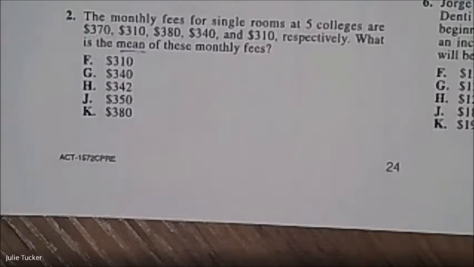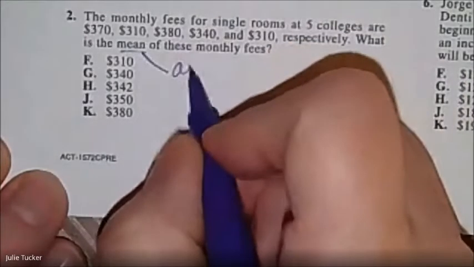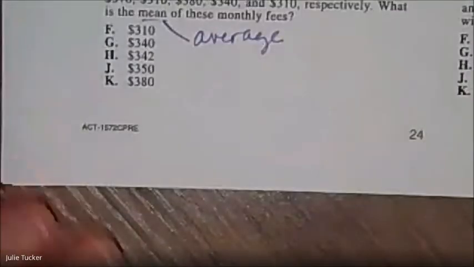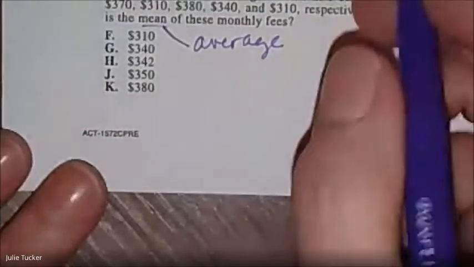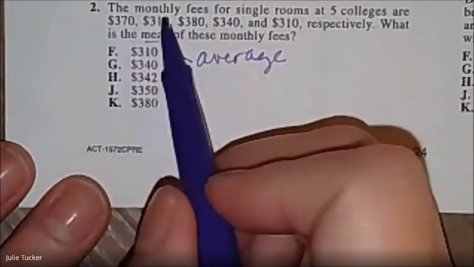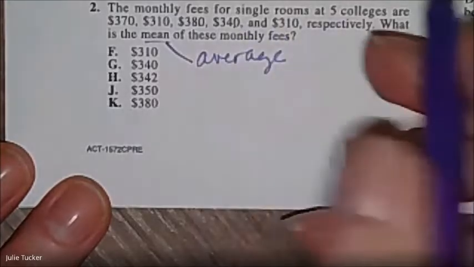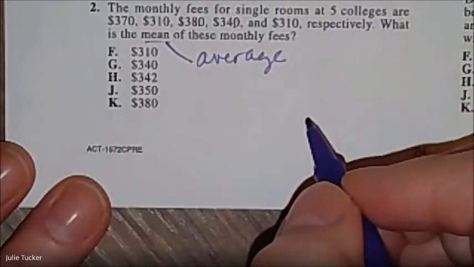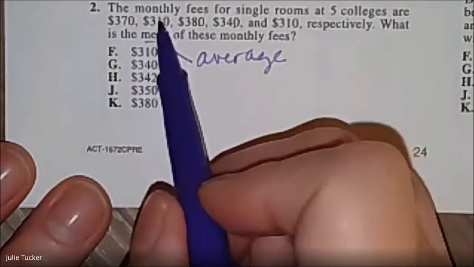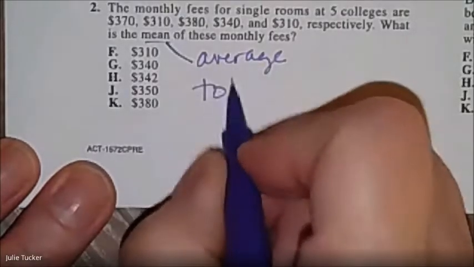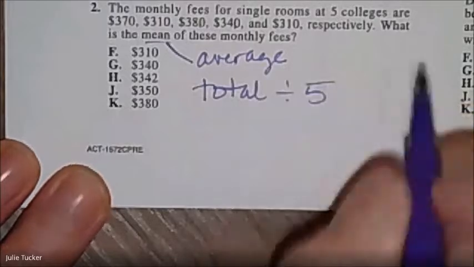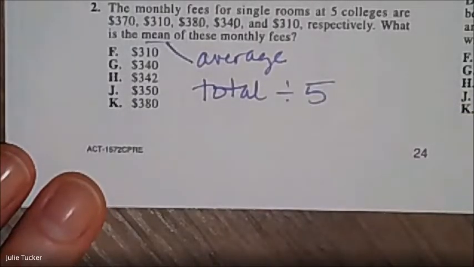Yeah. It means average. So what do you do for an average? Add and what? Yeah, so we'll go this plus this plus this plus this plus this, and then we'll divide by how many are there? Yeah, so you have to do the total divided by 5, right?